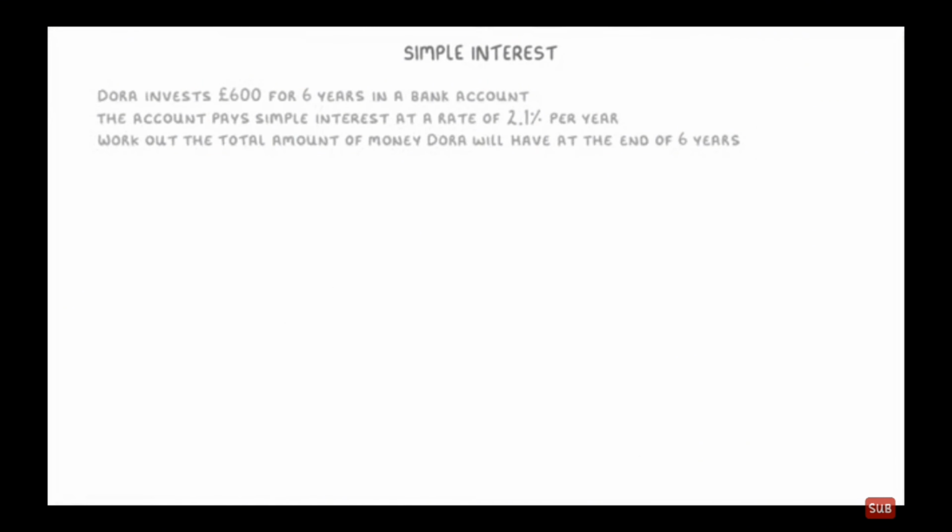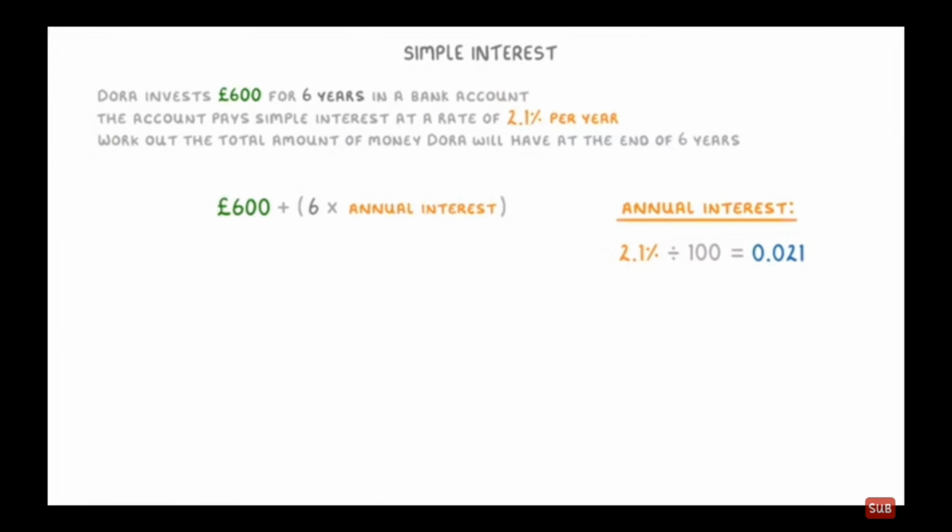So for this one, we need to take the £600 original investment, because you'll get that back at the end, and add 6 years' worth of annual interest. And remember, to work out the annual interest, we just convert the 2.1% to a decimal by dividing it by 100, which would be 0.021, and then multiply it by the original amount of £600. So that would give us £12.60 of interest each year.